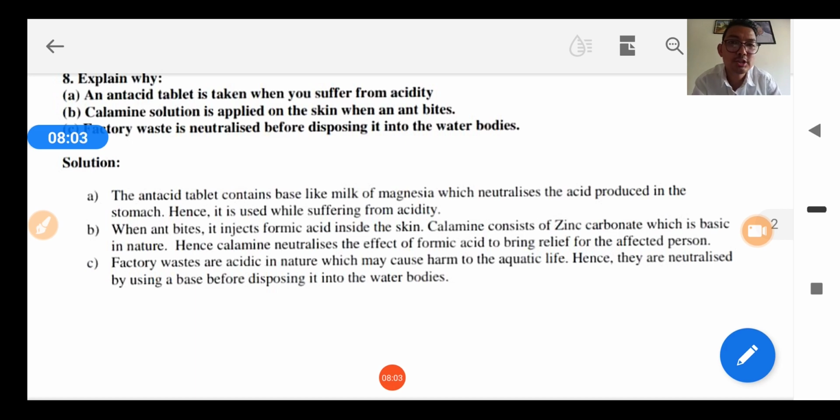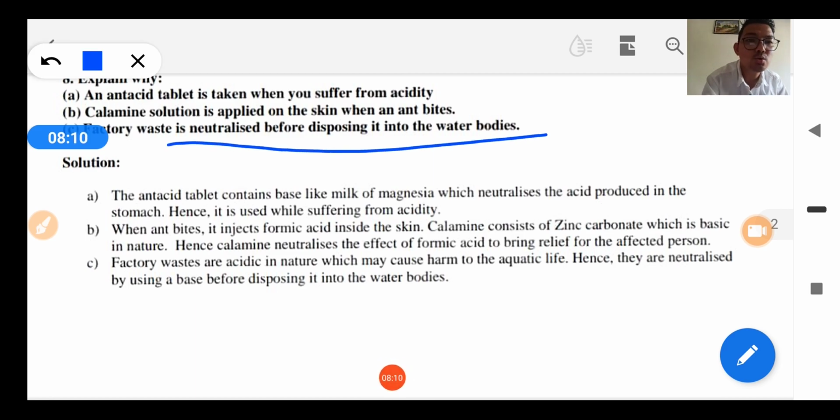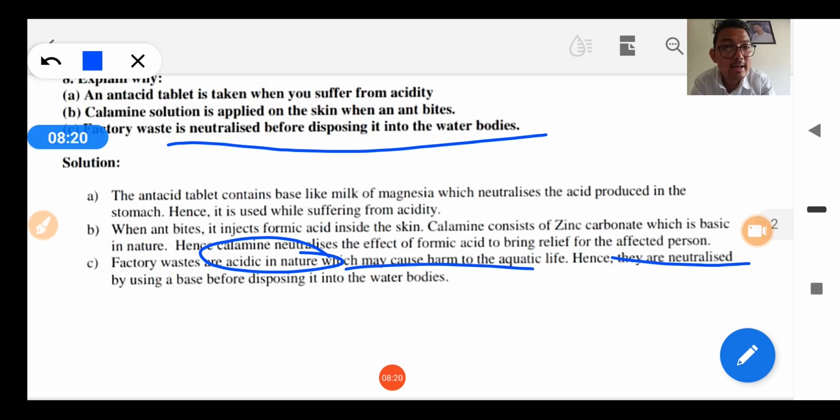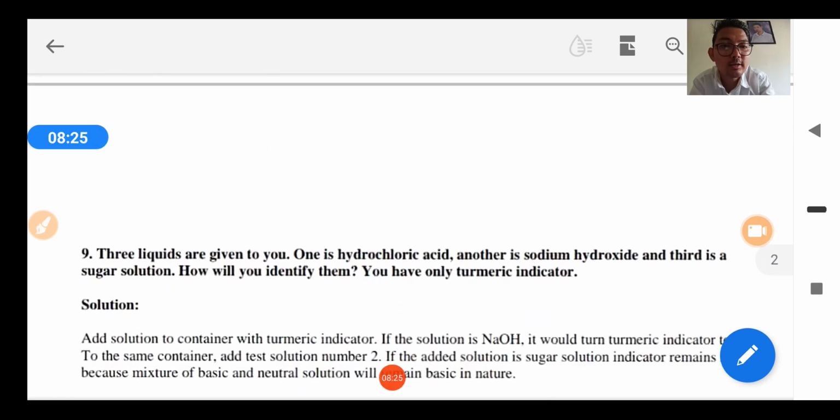Now coming to the question number 8, part C. Factory waste is neutralized before disposing it into water bodies. It is neutralized because factory wastes are acidic in nature. It can cause harm to aquatic life. Therefore, it has to be neutralized by base before disposing it into water bodies.